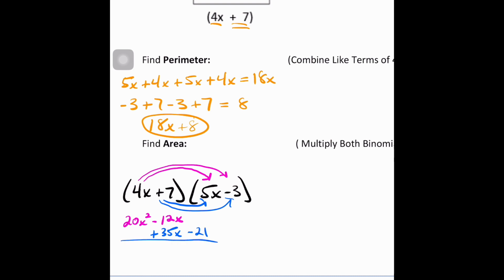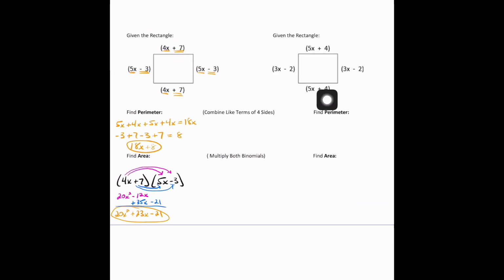Now you just work top, bottom, left, right. 20x squared, bring it on down. Negative 12x plus 35x, my favorite player of all time, actually my favorite athlete of all time, bringing that Jordan x minus 21. That right there is your area. Circle your answer. Go ahead and try this one on your own. Guys, I'll scroll down in just a moment to go through your answer key.